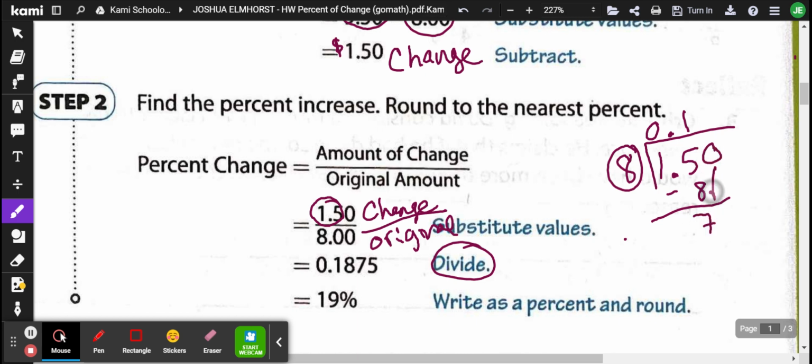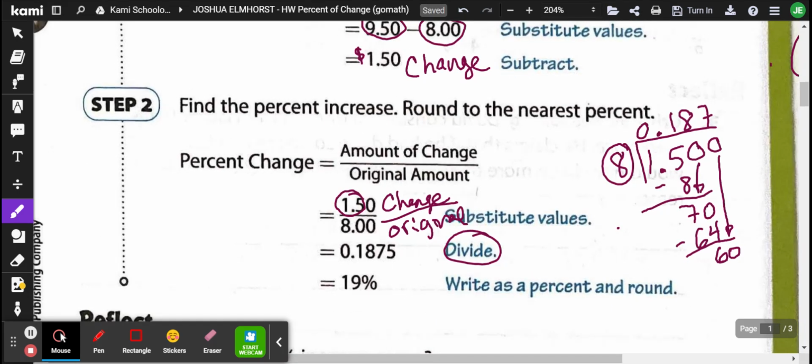We have a remainder, so we're going to continue dividing, put a 0 in, so we can go to the hundredths place value. 8 goes into 70, 8 times 8 is 64, and that's going to leave us with 6, and 8 goes into 67 times. So we can stop right there.